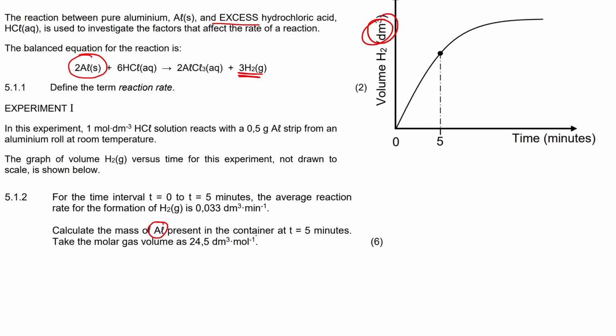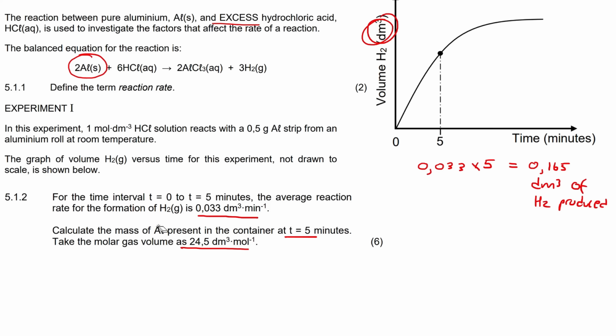Calculate the mass of aluminium present in the container at t equals 5. Take the molar gas volume as 24,5. Okay, so what we're going to do is, this is a gas, so we're going to say 0.033 multiply by 5, and I'm not going to round it off, that's going to give us 0.165 decimeter cube of H2 produced. Okay, so now we know how much hydrogen we produced. We can then use this formula over here.